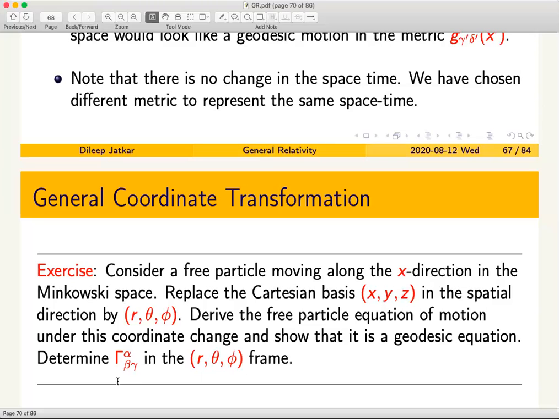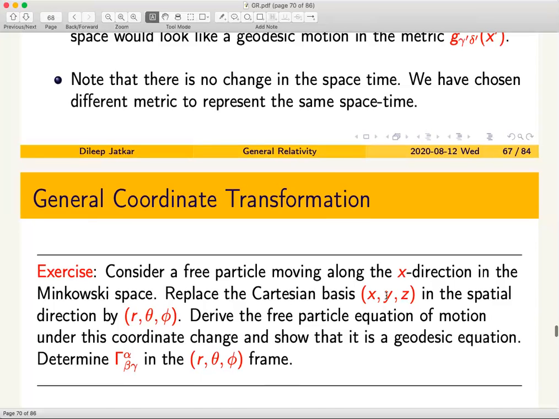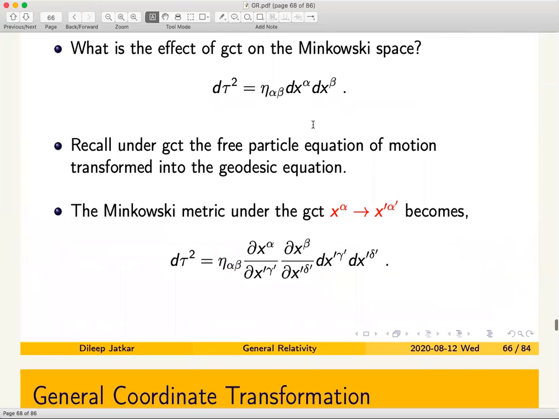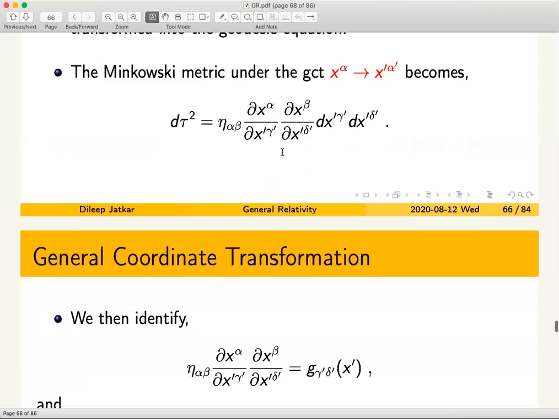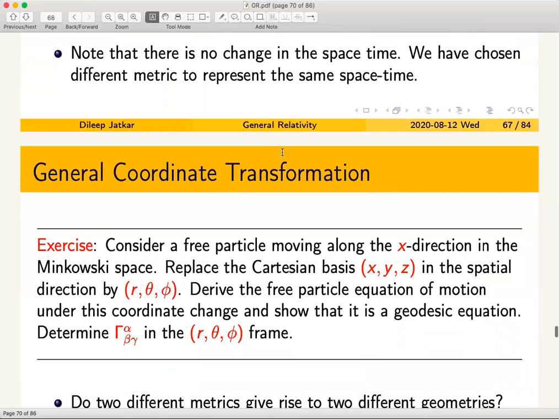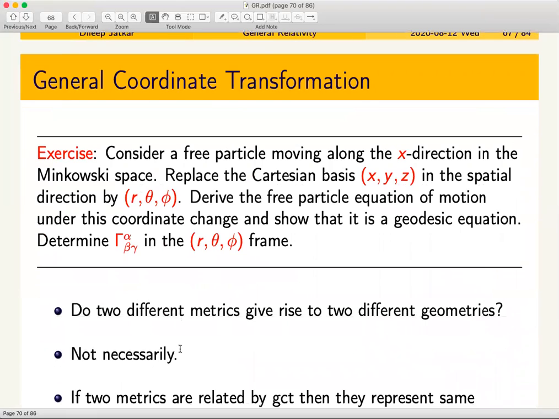Now remember one thing, that you can determine gamma alpha beta gamma even in the xyz coordinate system. It's just that in the xyz coordinate system, your metric is given by eta alpha beta dx alpha dx beta, and you need to determine gamma in that coordinate system. Fine. So we will see how gamma itself can be written in terms of the metric, which we have not done so far, but we will come to that in a moment.